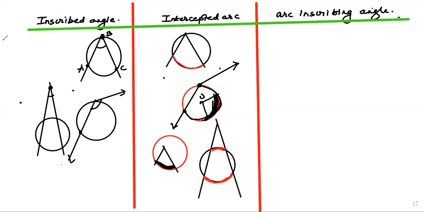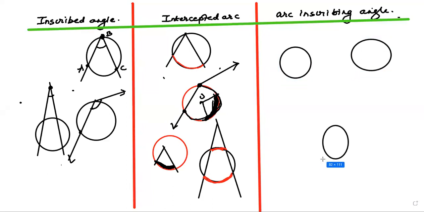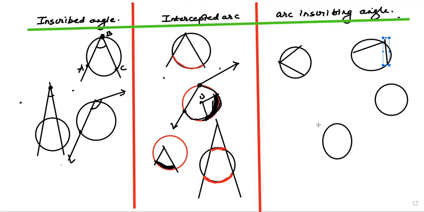Now look at the next one, children. I'll just show you. I'm just drawing all types of inscribed angles. You can see here, children, this is an inscribed angle. Its vertex lies on the circle and the two sides are intersecting the circle. This is an inscribed angle. Vertex lies on the circle and the two sides are intersecting the circle.